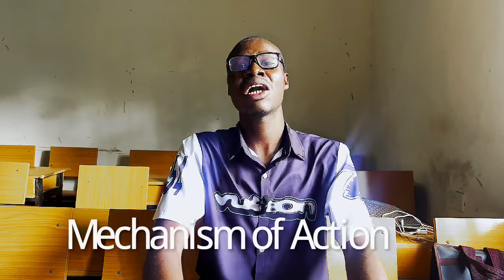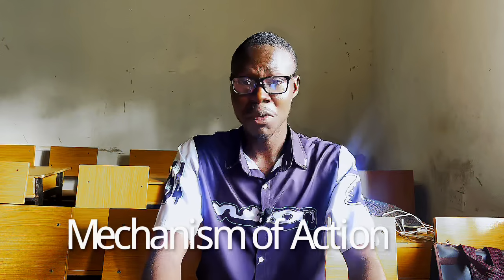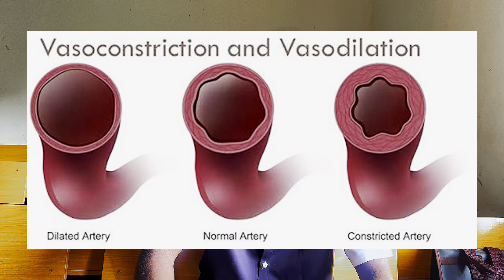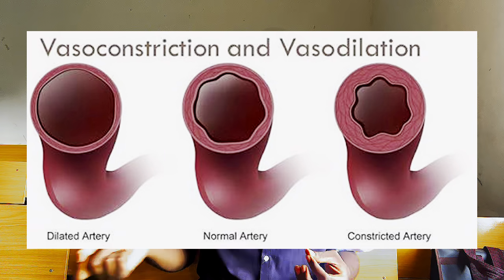Now, let's go into the mechanism of action of this medication. So let's dive in and look at what the mechanism of action is. Calcium channel blockers cause vasodilation, thereby reducing peripheral resistance and overall blood pressure. And we all know that one of the causes of hypertension is peripheral resistance.